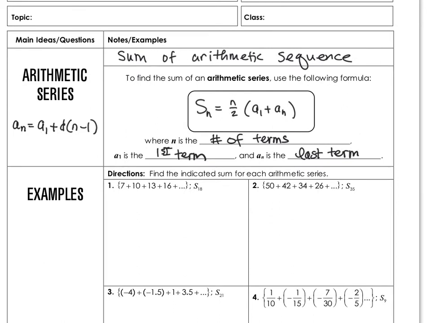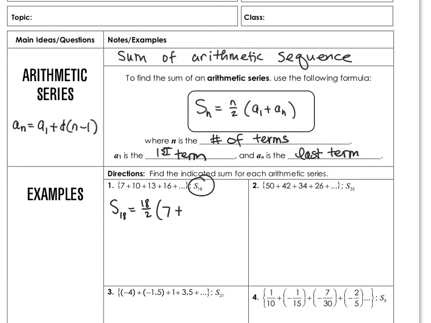So for instance, on this first one, they're asking us to find the sum of the first 18 terms. Well, I know to find the sum of 18 terms, it would be 18 divided by 2, first term, which is 7, plus the last term. But notice we don't know what the last term is. They didn't give us the last term.